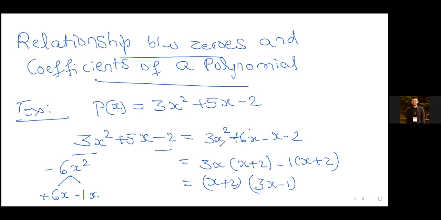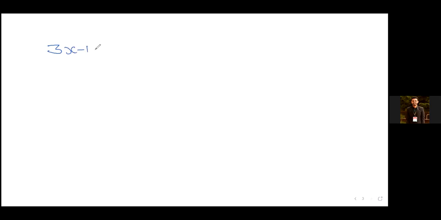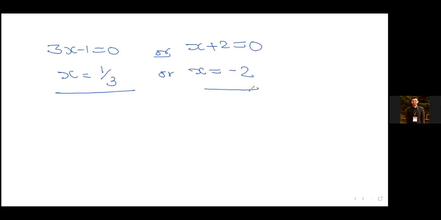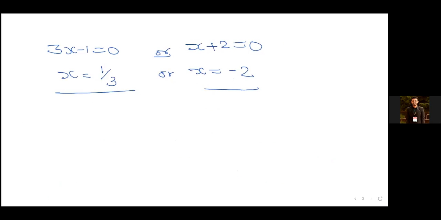The value of this polynomial will be 0 when either x plus 2 is equal to 0 or 3x minus 1 is equal to 0. Then for x we get 1 by 3 or x is equal to minus 2. So these are the two zeros of this polynomial 3x square plus 5x minus 2. Therefore, the zeros are 1 by 3 comma minus 2.